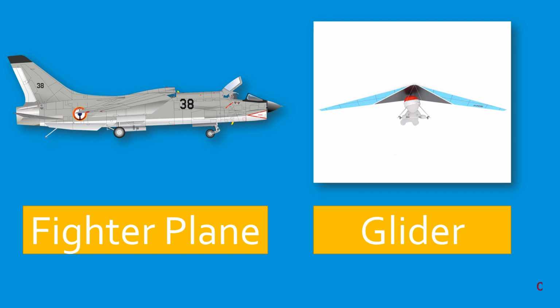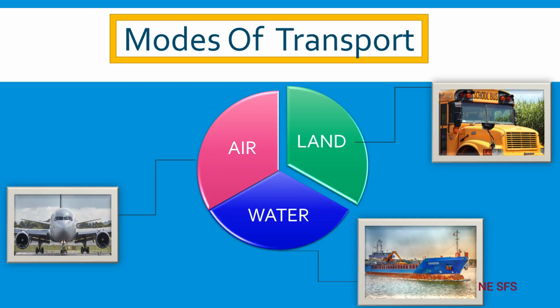So students, today we studied the three different modes of transport, that is, the land transport, the air transport, and the water transport, and the different vehicles used for them.